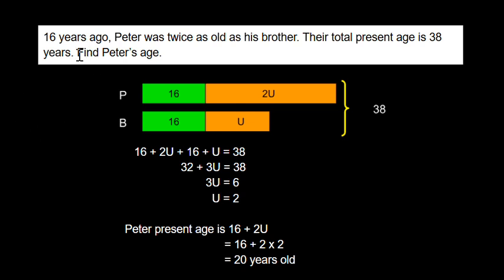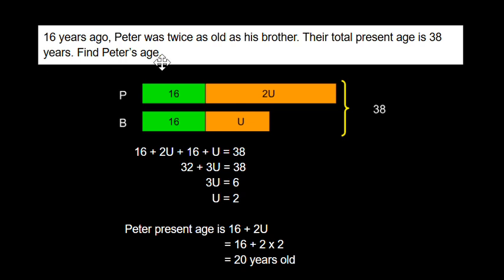Okay, so 16 years ago, Peter was twice as old as his brother. So that is before you add the 16. He is twice as old as his brother. So this is Peter, this is his brother, twice as old. Their total present age is 38, which means that you need to add back the 16. So all he's saying is that this long bar plus this short bar here is equal to 38.